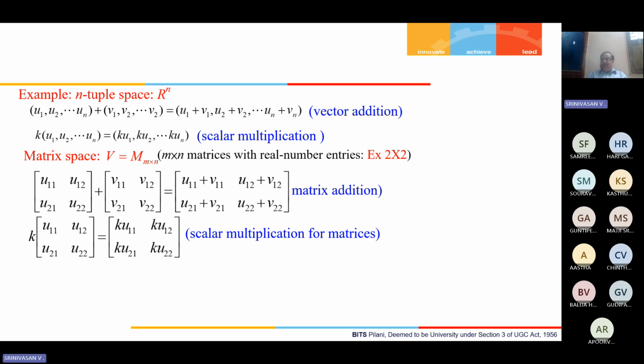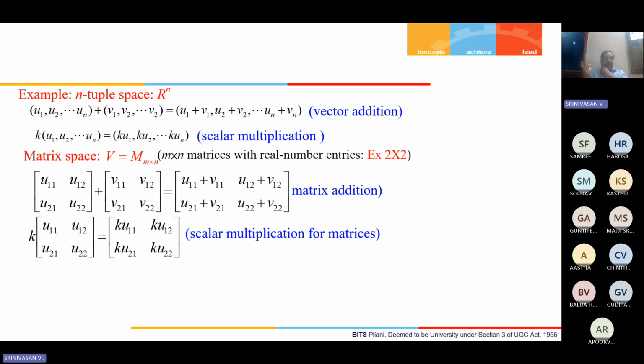Similarly, you can go for matrices with real numbers, say of order 2 by 2. So U11, U12, U21, U22 is one vector, and V11, V12, V21, V22 is another vector. It is nothing but corresponding entries are to be added. U11 plus V11 is one component, that is first row, first column. U12 plus V12 is your first row, second column element. U21 plus V21 is second row, first column element. U22 plus V22 is second row, second column element. So again, it is a 2 by 2 matrix only.